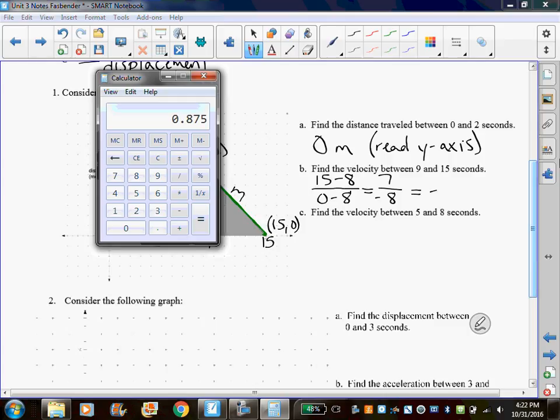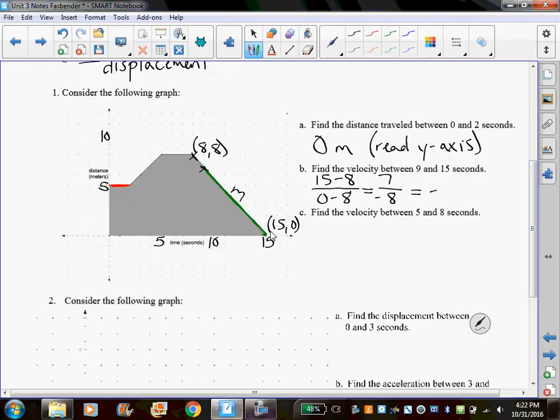No, I didn't. Because between 8 and 15, that's 7 seconds, right? I don't think I did this correctly. This point is definitely 8, 8. This point is 15, 0. So 15 minus 8 is 7. 0 minus 8 is definitely negative 8. Yeah, okay. Negative 7, 8. I'm not so sure about this.